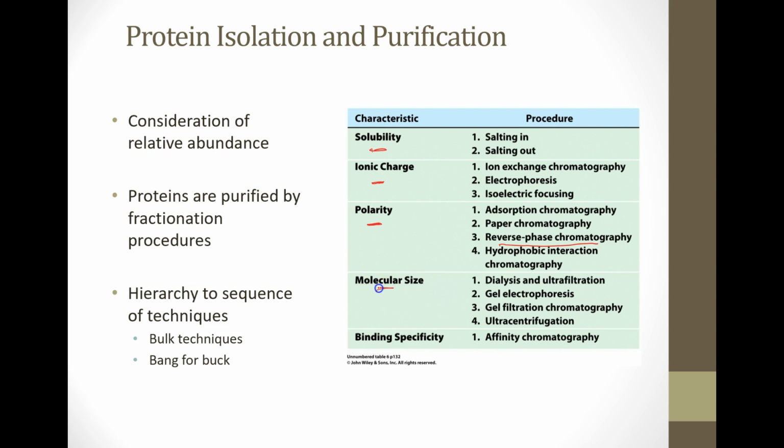We have molecular size, where different proteins have different sizes and different shapes, and we can separate based on that using dialysis techniques. We can use gel electrophoresis. We can use ultracentrifugation as a technique, which separates proteins based on their sizes and shapes and ability to migrate through different mediums. And then we have a lot of power in specificity, specific binding characteristics.